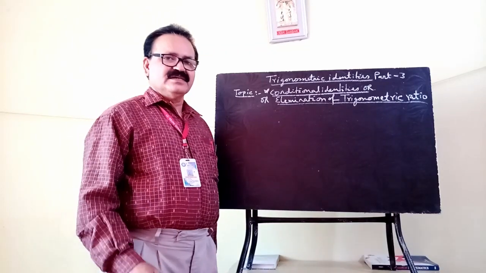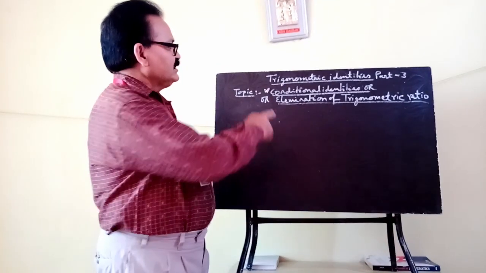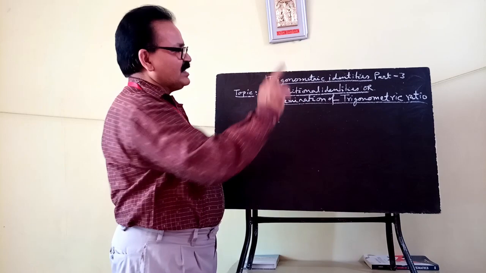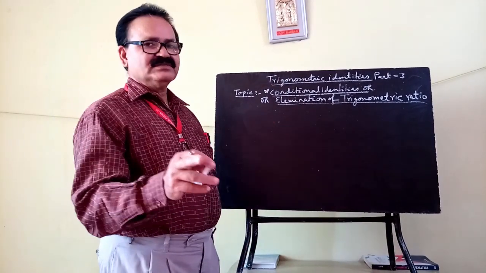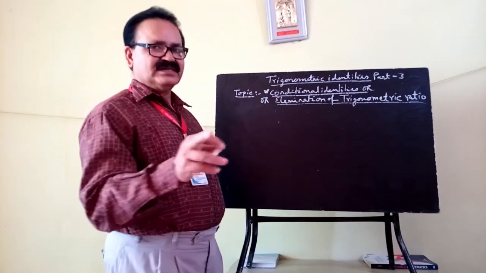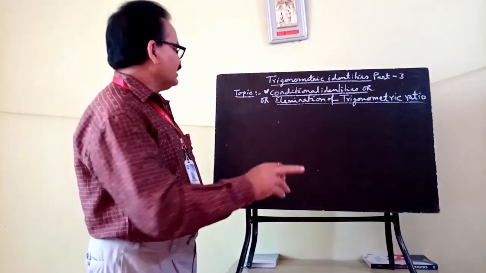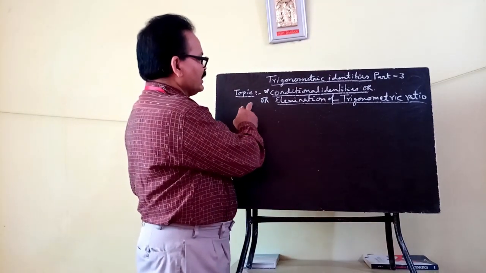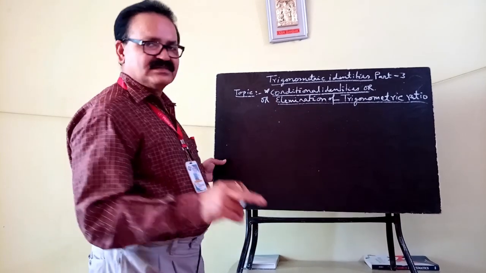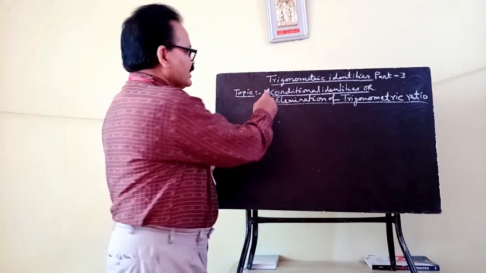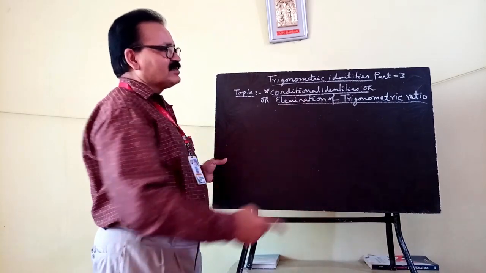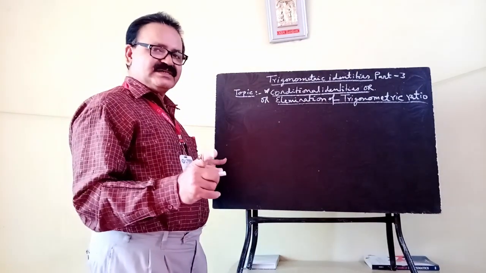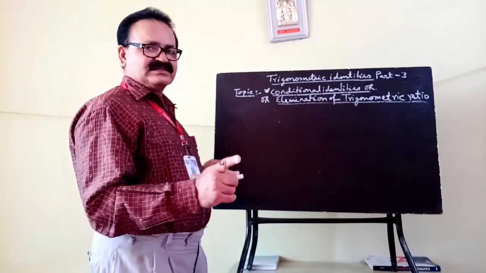Dear student, today our topic will be trigonometric identities part 3. I had already explained trigonometric identities part 1 and part 2. So in this part, our topic will be conditional identities, or you can say elimination of trigonometric ratio by using standard identities.